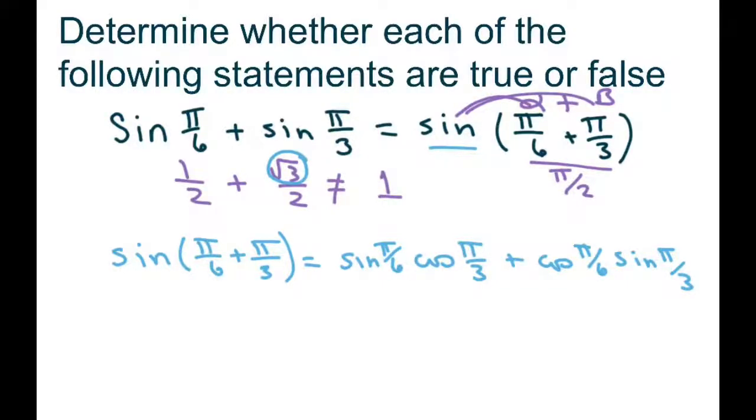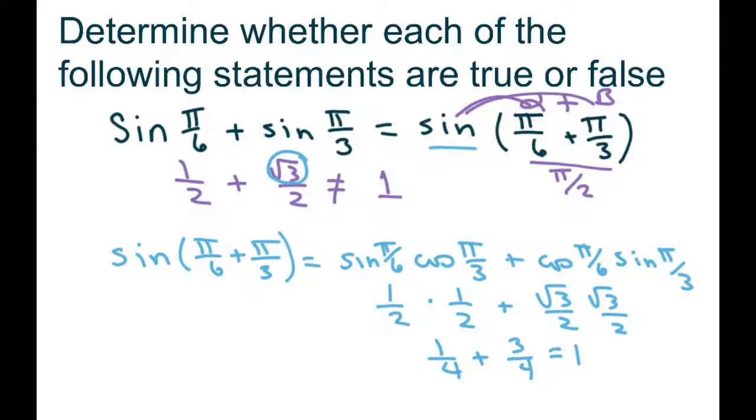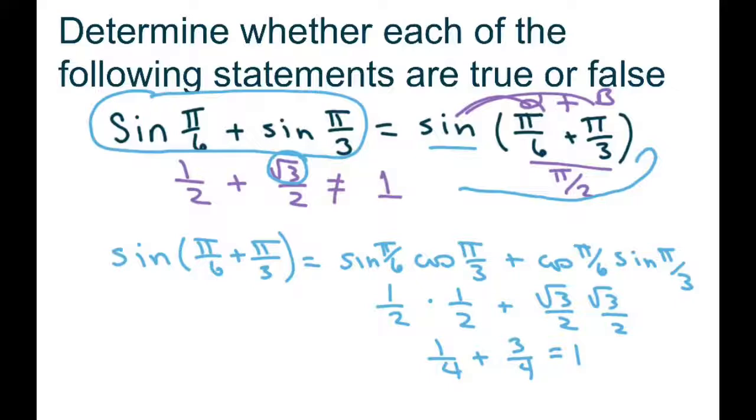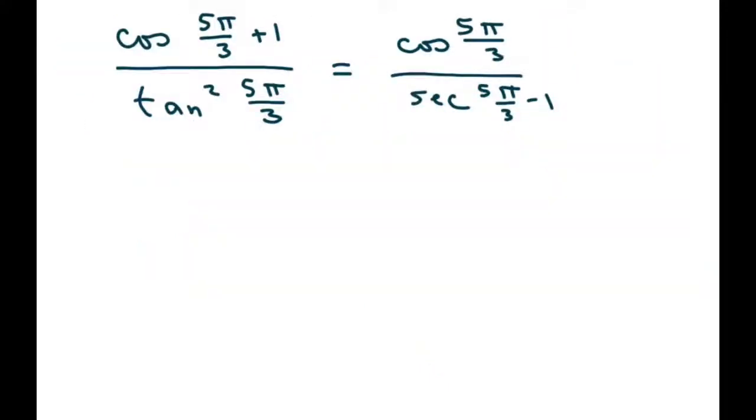So when you do that, you get sine of pi over 6 is 1/2. Cosine of pi over 3 is 1/2. And then these are both square root of 3 over 2's. So basically you get 1/4 plus 3 over 4. And that would equal 1, which we already saw. That's what that equals. And this does not equal 1. All right? So now let's do this one. We're doing basically 4 total problems here.